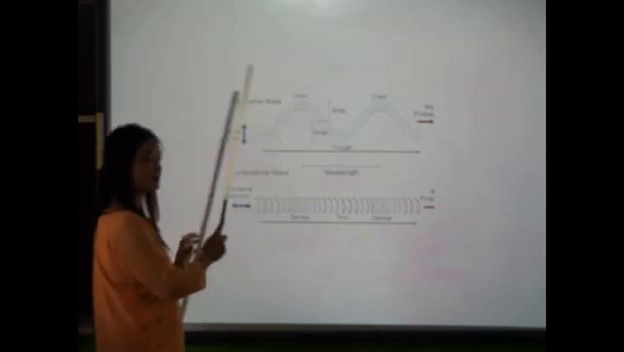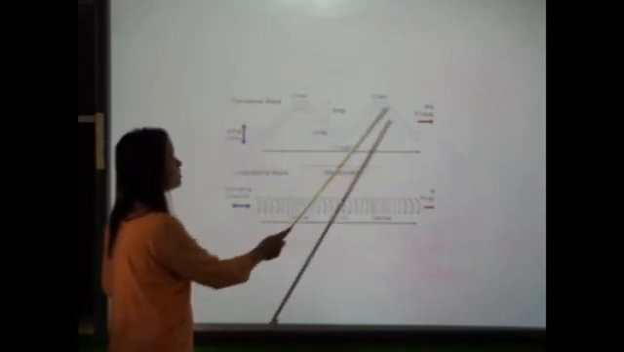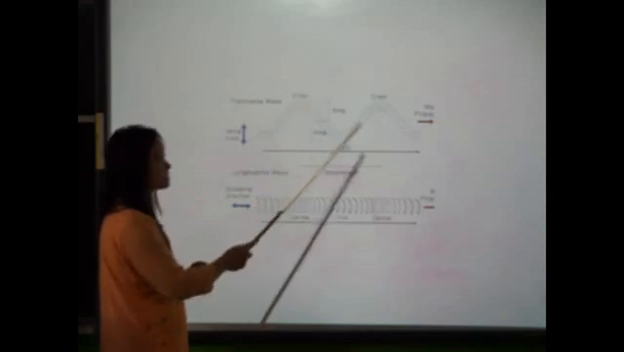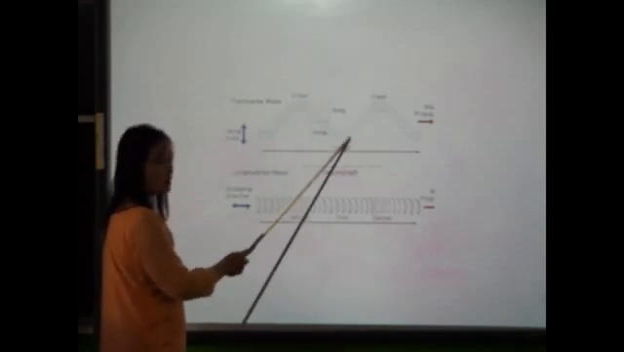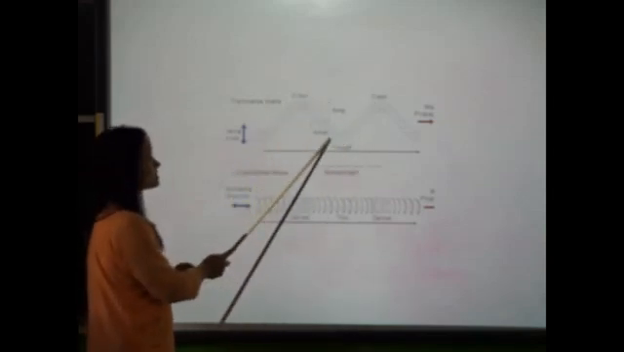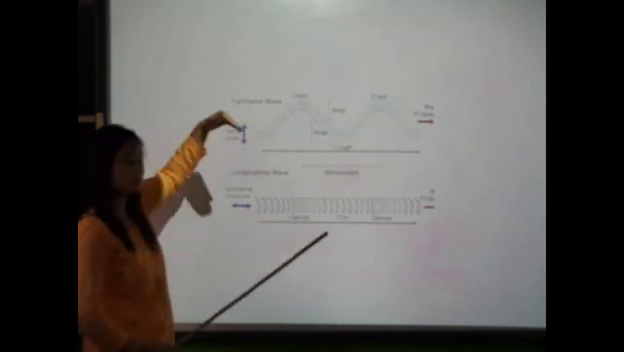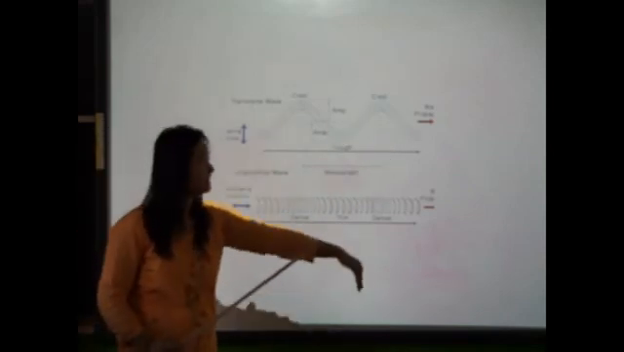So how does transverse wave move? It moves up and down. So when it moves up, it's called crest. When it moves down, it's called trough, isn't it? So it moves in a series of crests and troughs. It moves up and down.